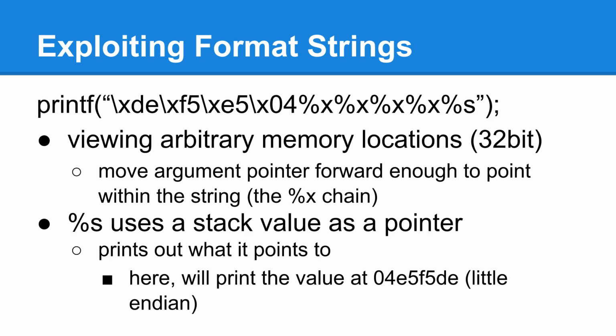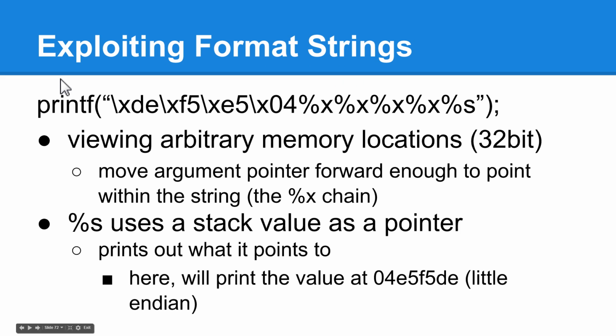Now, it is possible to combine this with the %s case, where it takes a value on the stack, treats it as a pointer, dereferences, and goes to what it's pointing to and prints out the values there to view arbitrary memory locations. And so what we're going to do is use %x to move forward that argument pointer. Now this may be a little tricky, and if you have questions on this, you should read the section in the book. It's explained very well. It's going to use this chain of %x's, and I just have an arbitrary amount for this example, so it may not work right out of the box, to move forward that argument pointer.